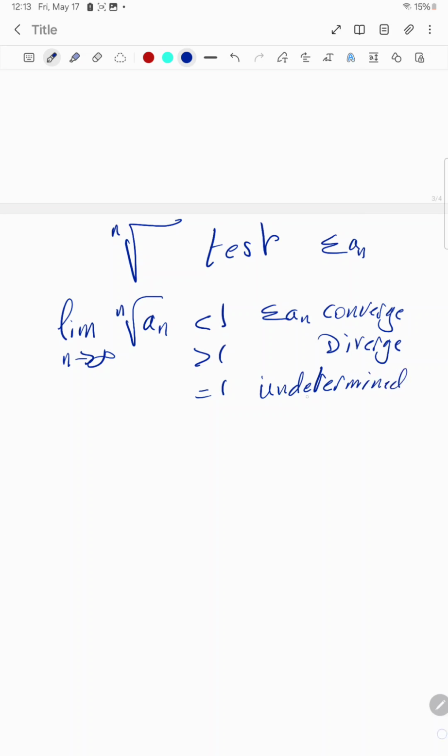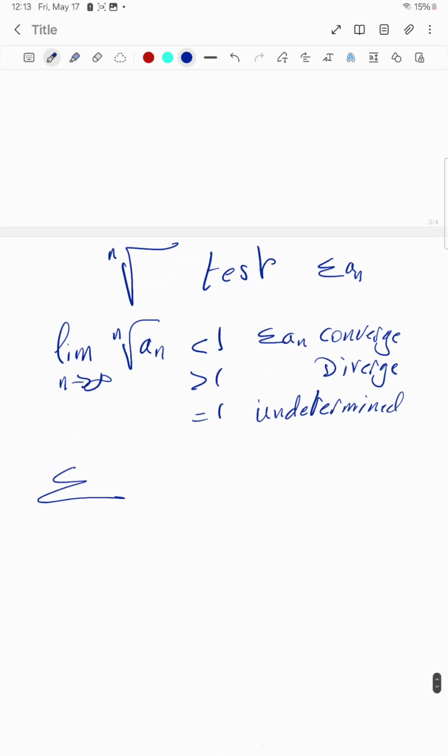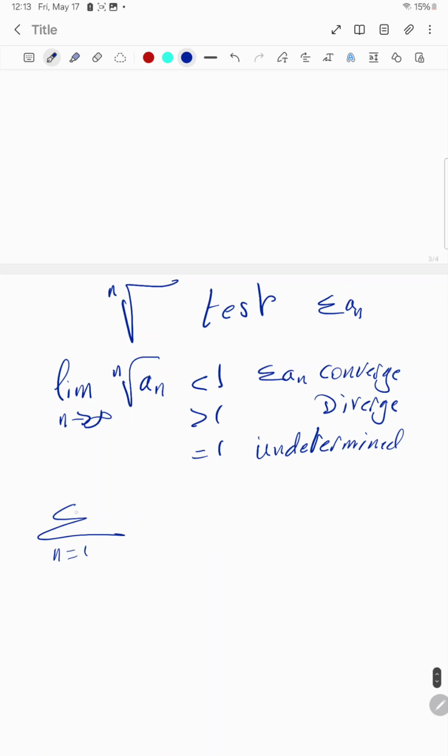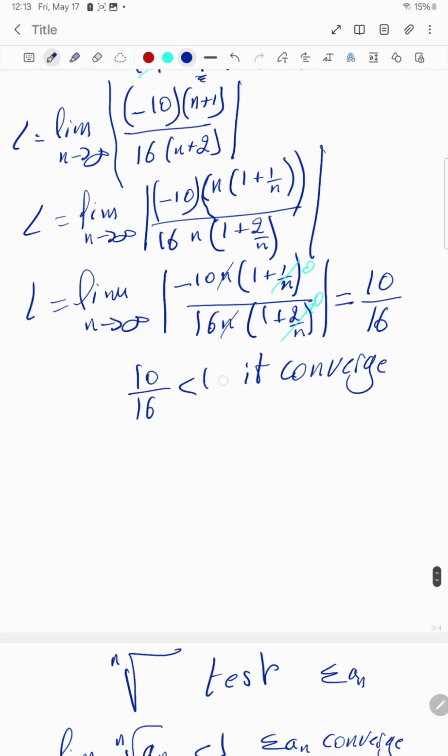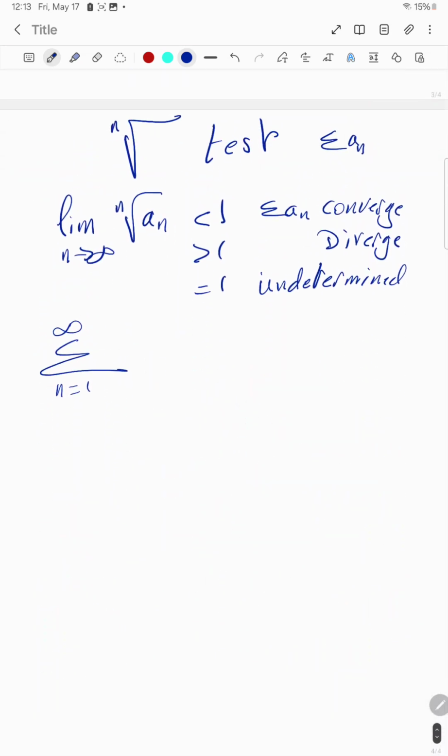So we have to use other tests. So let's start with an example. If I have a series, n equal 1 to infinity of (n square plus 3) divided by (2n square plus 5), and all of that to the power of n. Since I have a power n of that series, we can use the nth root test.